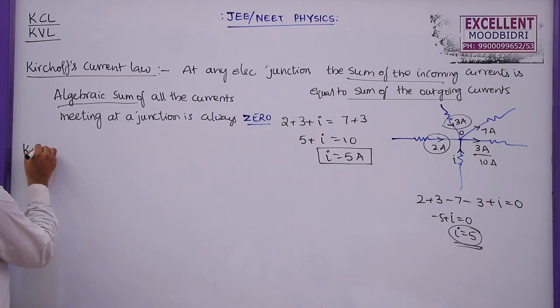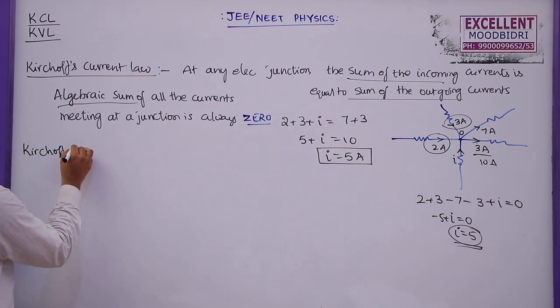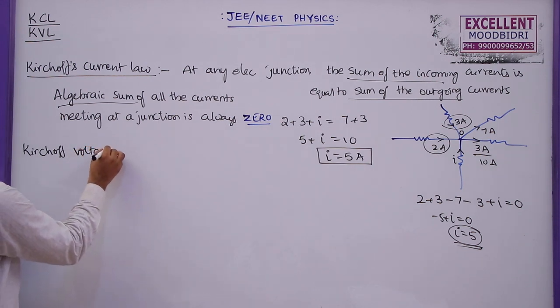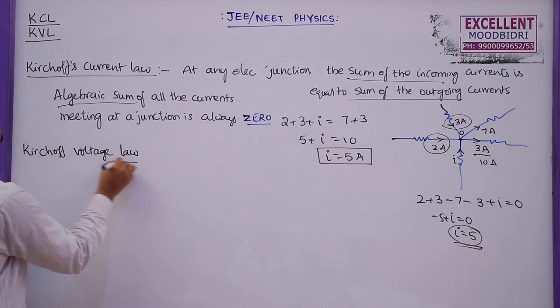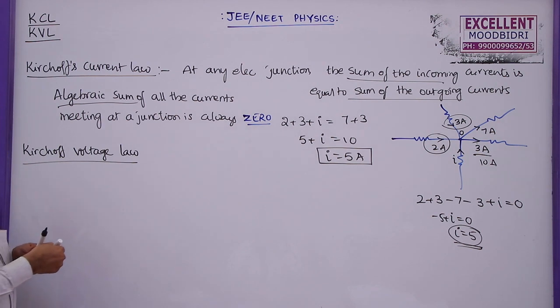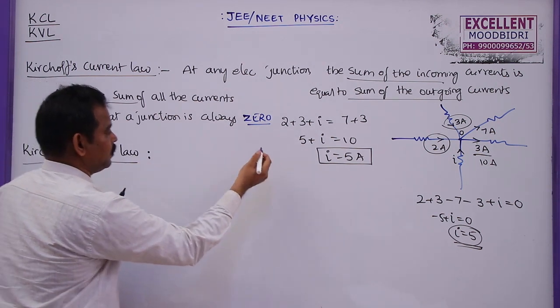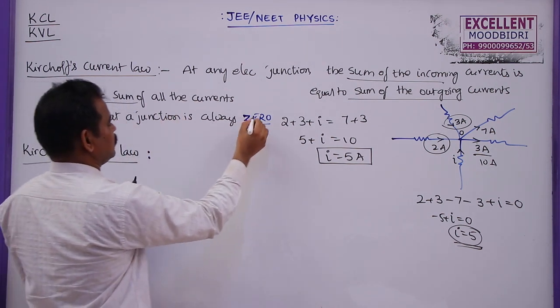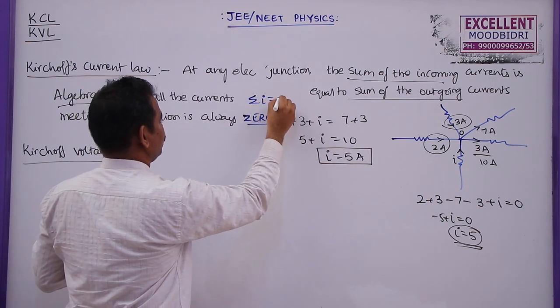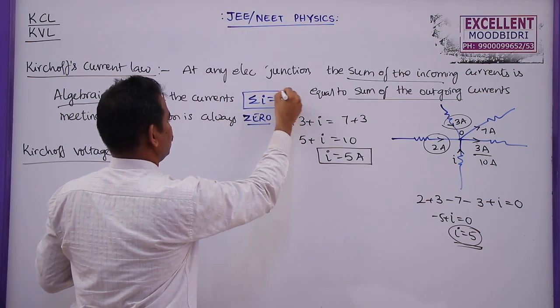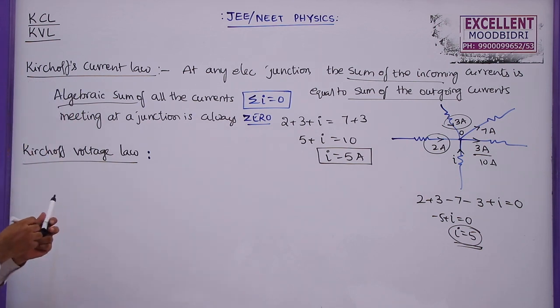Now Kirchhoff voltage law, also called Kirchhoff second law. Kirchhoff voltage law states that, from the earlier result, the algebraic sum of all the currents is 0. Sigma I can be taken as 0. The algebraic sum of all the currents meeting at the junction is always equal to 0.